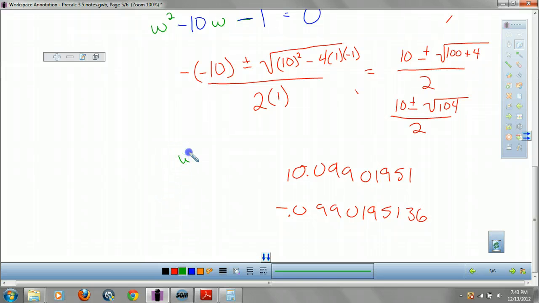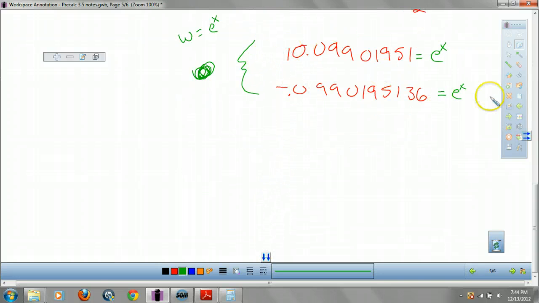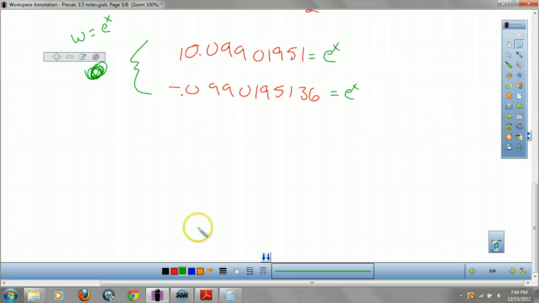Now, let's think before we plug in w for e to the x, because we aren't done. Both these are solutions for w, right? That doesn't give us our x, so we aren't done. We aren't even close yet. So what we need to do is set each of these equal to e to the x. Okay? So what I need to do is take natural log of both sides. That way those cancel. I'm going to be left with x, a natural log of that beast. Let me grab my handy dandy calculator.